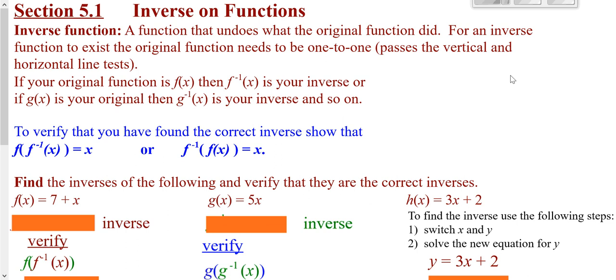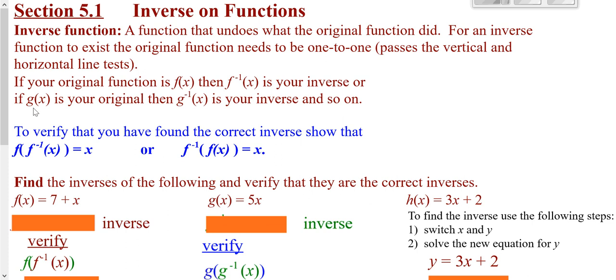We're going to go ahead and look at inverse functions today. An inverse undoes what the original function did. An inverse function only exists if the original function is one-to-one, which means it has to pass the vertical and horizontal line test. If your original function is written as f of x, we then write f with a little negative 1 exponent of x.